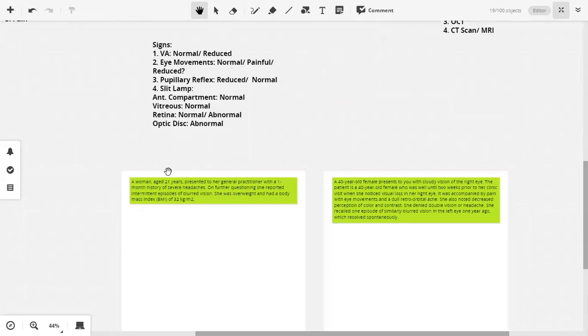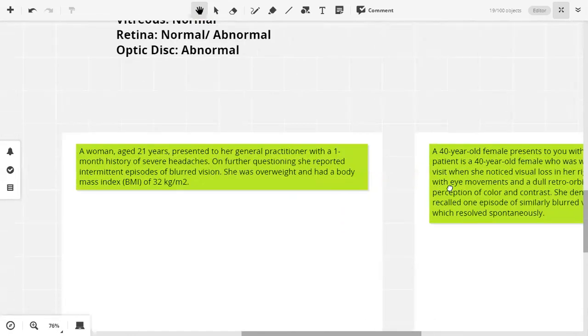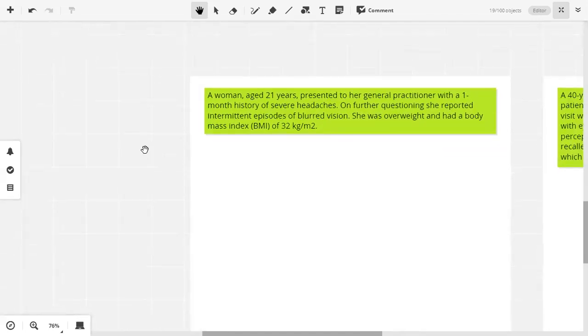So let's start with a 40-year-old female who presents with cloudiness of the right eye. I think this is a good start. We'll do this case first. Okay, read this case. Keep in mind the important presenting complaints that you notice. And imagine yourself as the practitioner to whom this woman is reporting, and how it will be perceived.